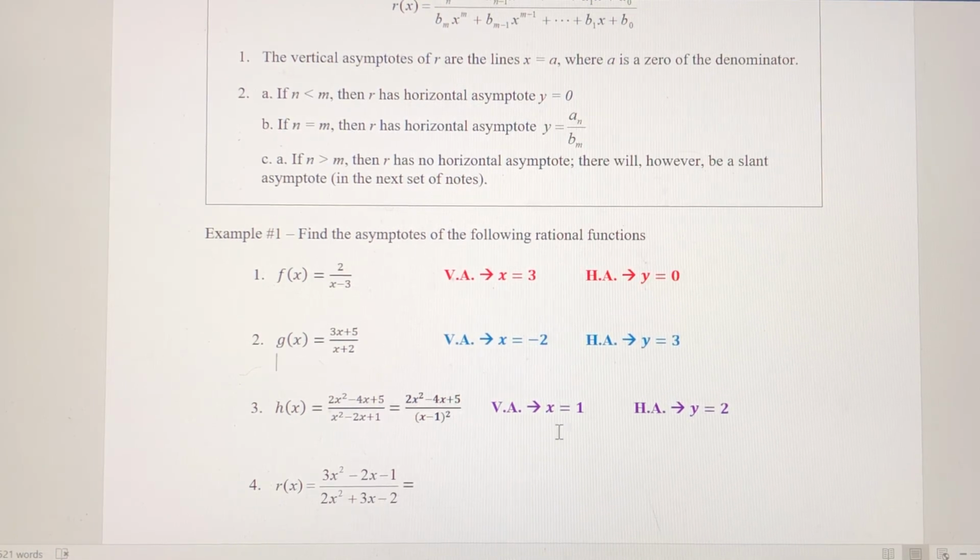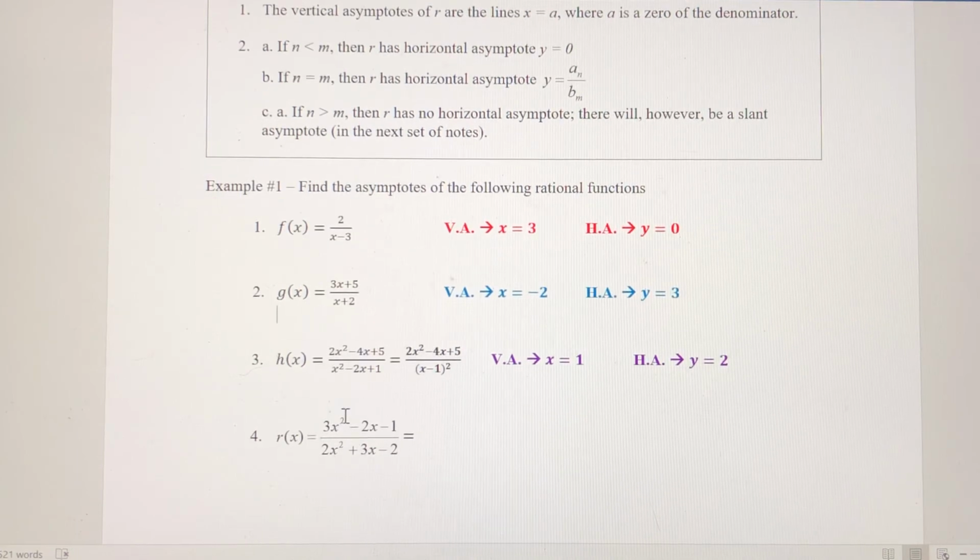And problem 4 here. We've got quadratics again. So I already know what my horizontal asymptote is going to be. It's going to be 3 over 2. But let's factor. You can factor the numerator into this combination of binomials. You can factor the denominator as this pair of binomials times each other. None of these can cancel out, so we're in simplest form.